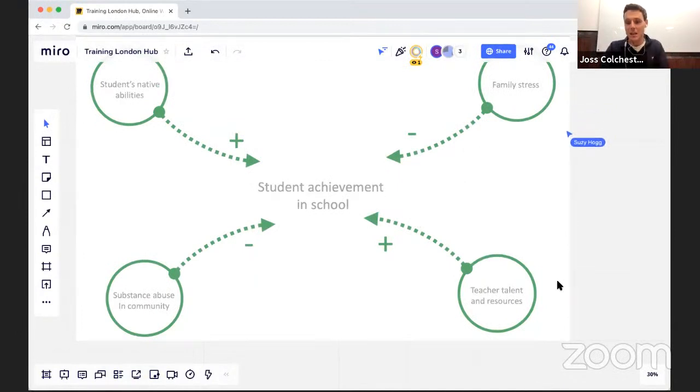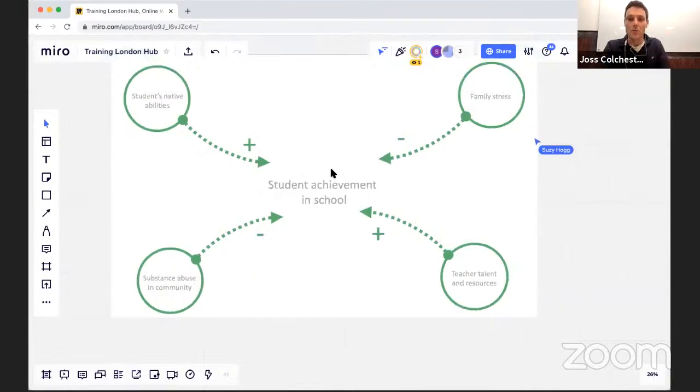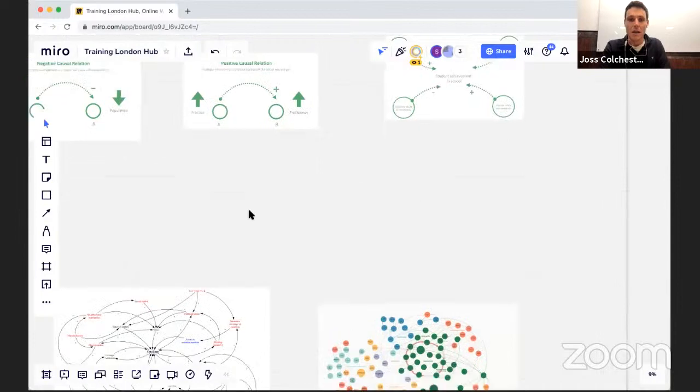So teacher talent and resources. So if that goes up, this is a positive, so they're going to move in the same direction. So if teacher talent and resource goes up, student achievement is going to go up. So here's a negative causal link. So substance abuse in community, if they're from a disadvantaged community, they're probably not going to do as well, achieve as well in school. So that's a negative correlation. They go in opposite directions. Okay, so hopefully you have this idea now.